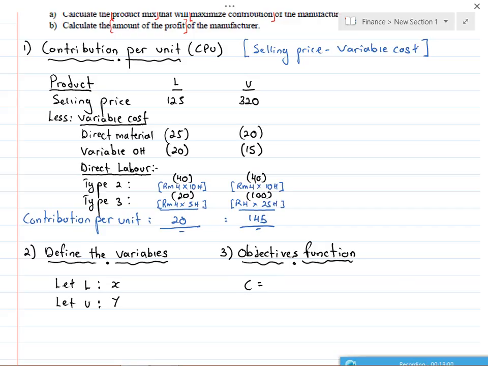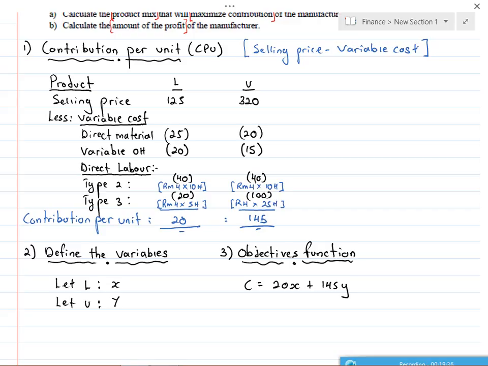So how do you put it in as a function? 20x plus what? That's all. That's your function. So even in the exam you have to do the same steps. Sometimes in the exam they might give you the contribution per unit. You don't need to calculate. You go straight into defining the variables and start with the objective function. But this question is a full set, so you have to do everything by rule.